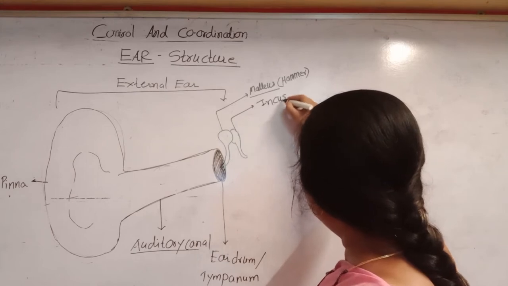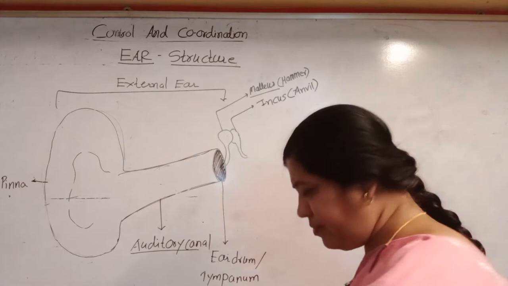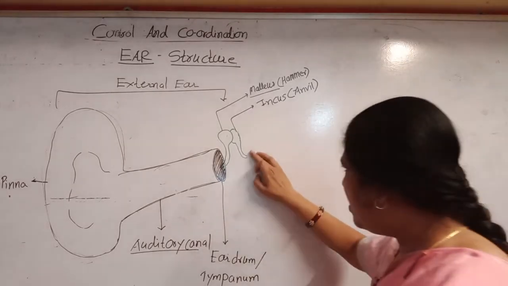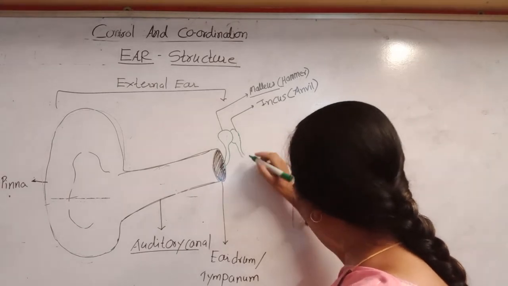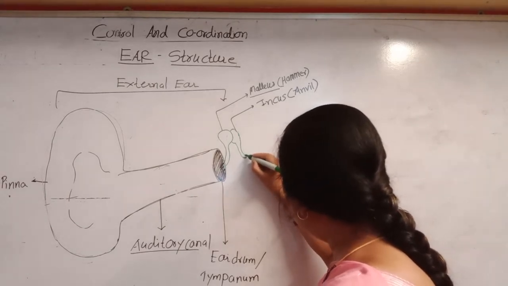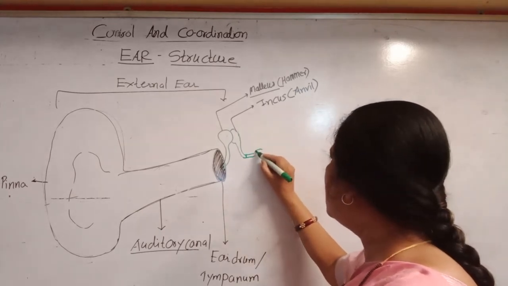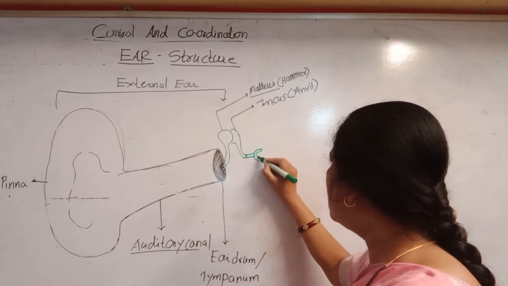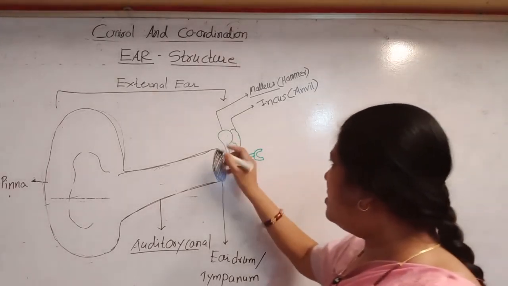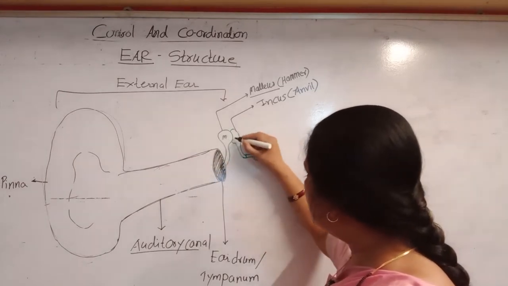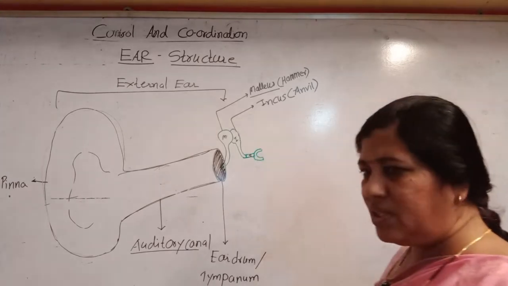Incus. It is called anvil. And the smallest bone in this series is stapes or stirrup. Okay, any difficulty? So this is malleus, M for malleus. This is incus, and this is stapes.